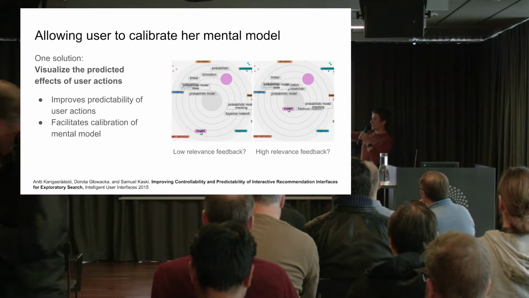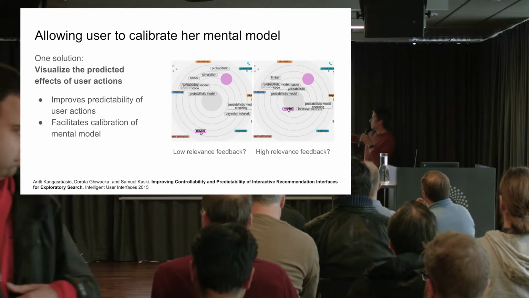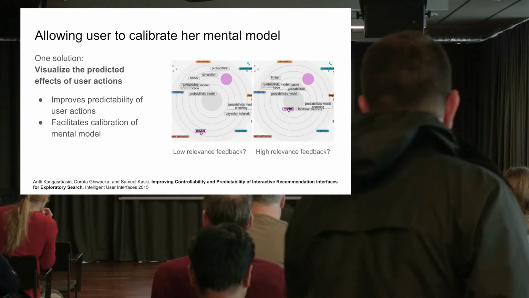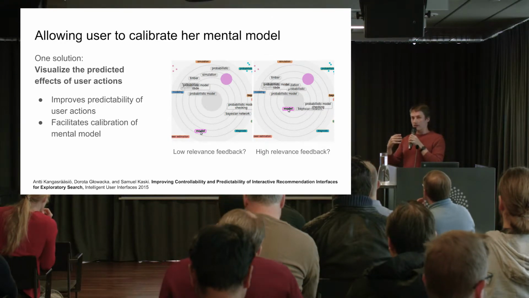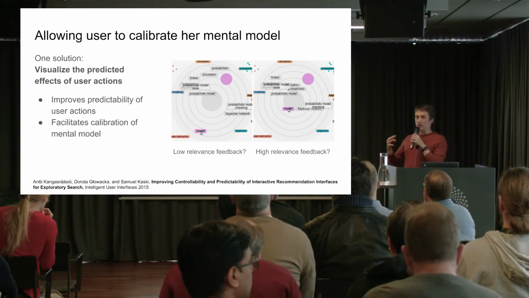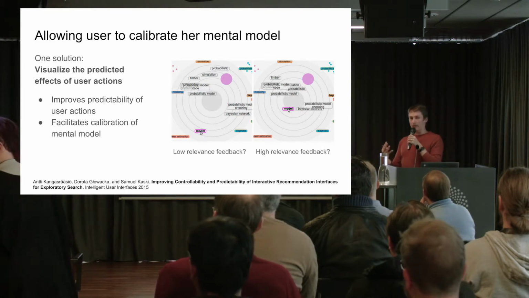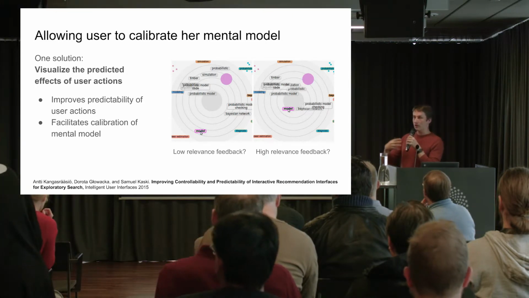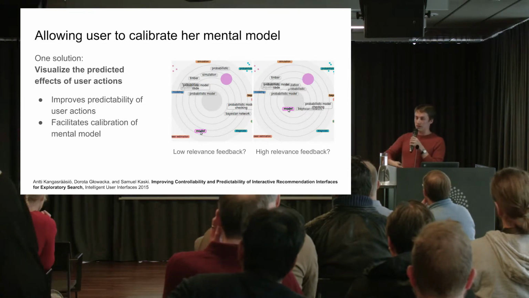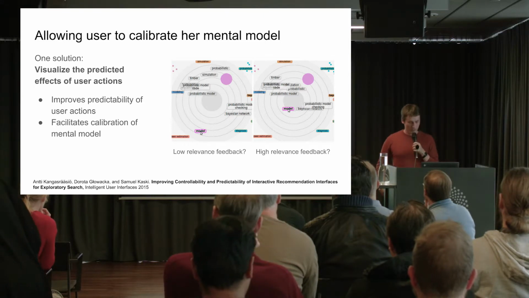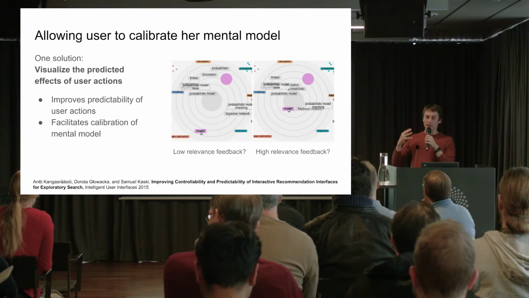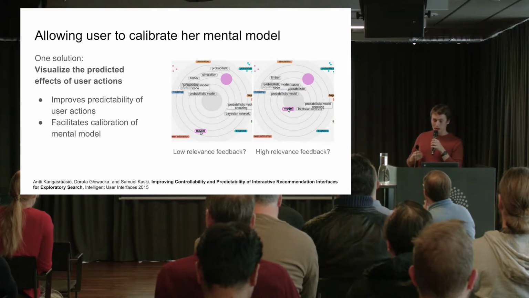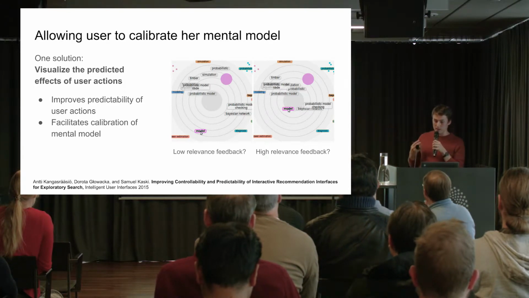And the same thing, if the user would give high relevance feedback, we can also predict what's going to happen in that case. So in that way, the user has a way to see the future one step ahead, and be able to understand better, if I would do this or if I would do that, what would happen? Because of this, the user then has better tools for calibrating her own mental model and understanding a bit better how the system behaves.